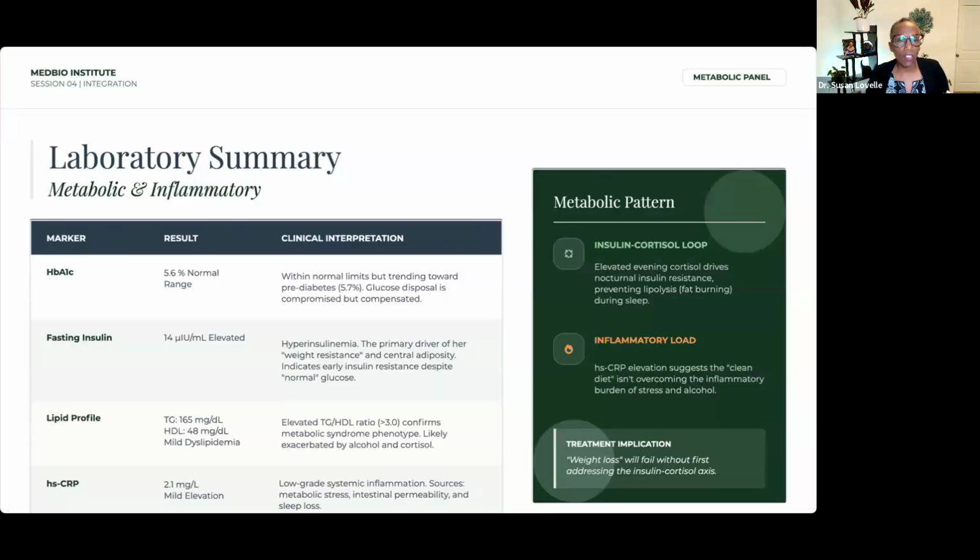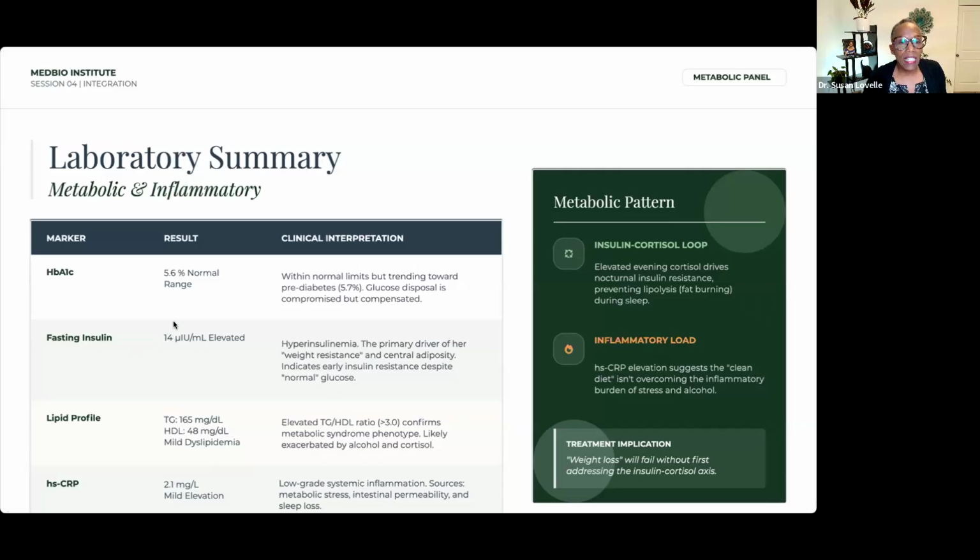And then finally, let's look at her metabolic and inflammatory markers. Her A1C is 5.6. If you're traditional, you're going to say 5.6, you're fine, right? If you're looking at the whole body, we know that if 5.6 is fine and 5.7 is pre-diabetes, what does that mean? We're right on that cusp of being pre-diabetic. So we have to keep that in mind, right?